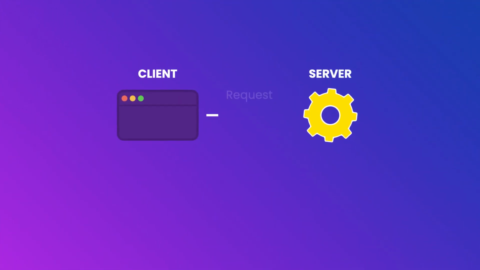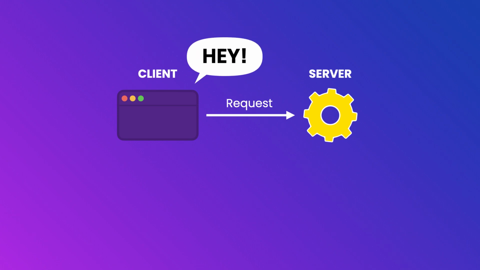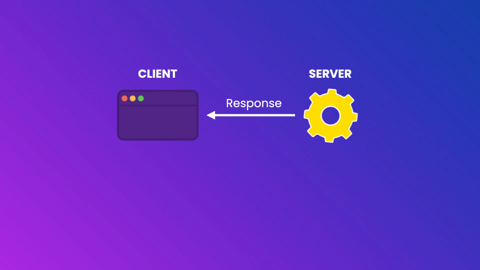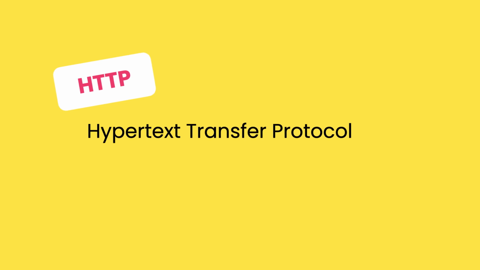At this moment, her browser sends a request to the web server that hosts our website and says, hey, Alice wants to see the homepage. So the web server should take this request, process it, and return a response back to the client. This data exchange is defined by a protocol called HTTP, which is short for Hypertext Transfer Protocol. It defines how clients and servers can communicate.